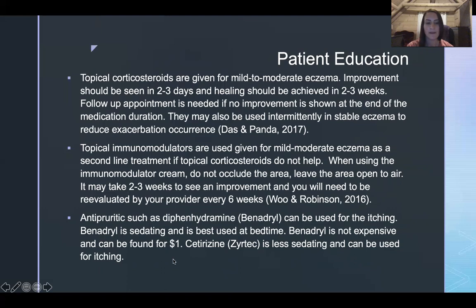Antihistamines such as Benadryl can be used for the itching. Benadryl is sedating, so it's best that the patient just take it at nighttime. It can also help with unconscious scratching when they're asleep. Benadryl is not expensive. It can be found for $1 at some stores. Zyrtec can be used during the day for the itching because it is less sedating.